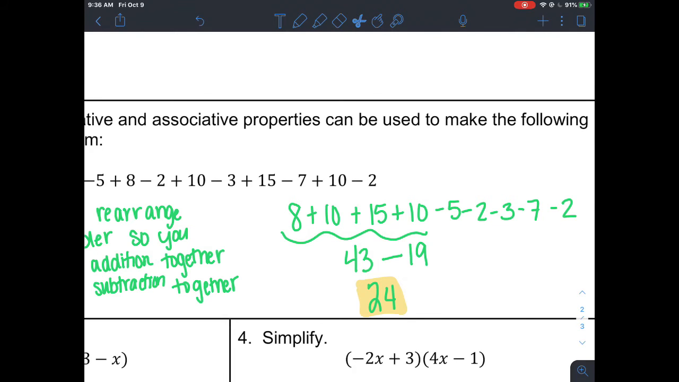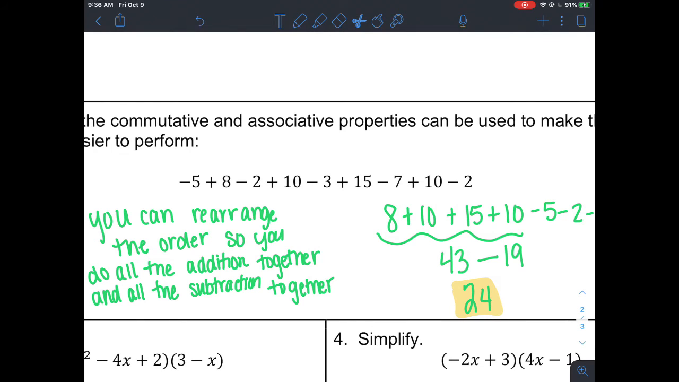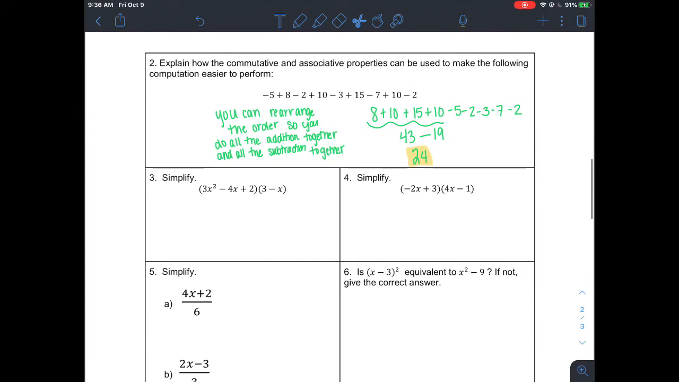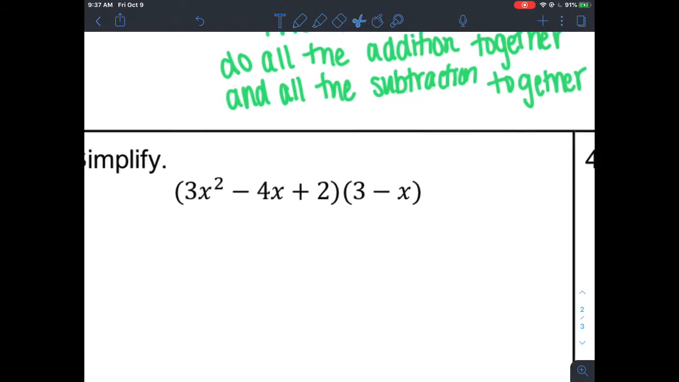I could also do -5 plus 8, solve that, subtract 2, solve that, add 10, solve that. That's quite cumbersome and takes a long time, but if I rearrange the order, it goes a little bit quicker. The next one, we're going to simplify.